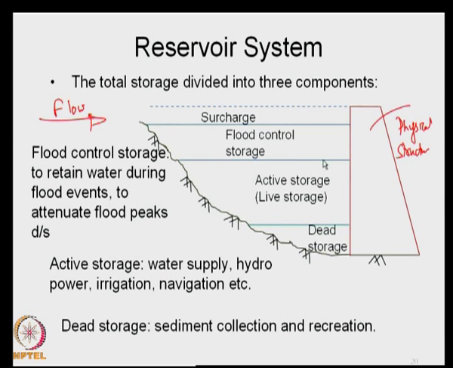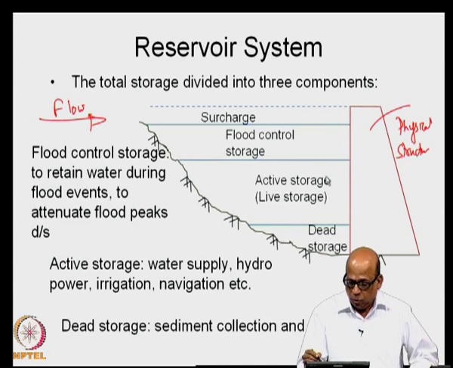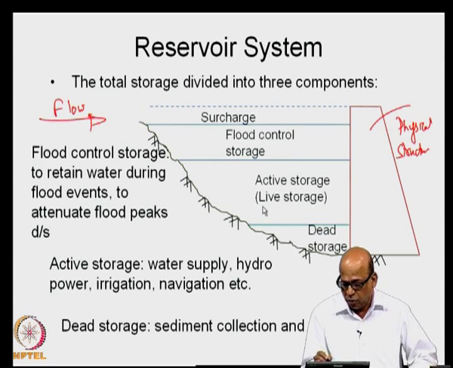Then there is a zone called active storage. In this zone you use the water for supply of water to various purposes. For example, you may supply the water to municipal and industrial purposes, you may supply water to generate hydropower, you may supply water for irrigation and so on. So, this is the zone from which water will be physically withdrawn. This is called the active storage or the live storage.